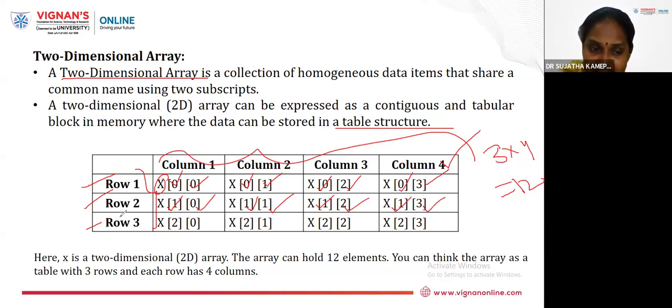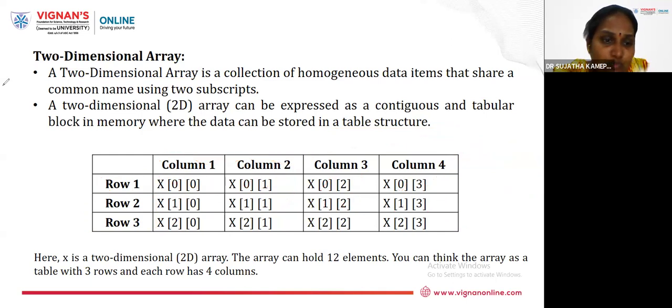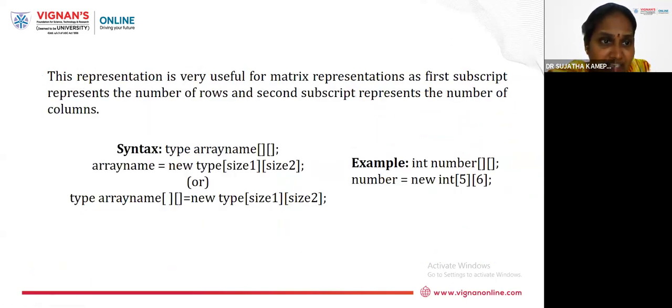Like that, the values which are present in a two-dimensional array can be represented. So every element can be accessed by using 2 subscripts in case of a two-dimensional array. Now, how to declare these two-dimensional arrays and how to initialize the values, that we can see.